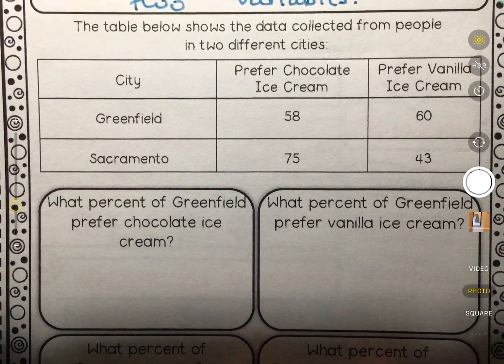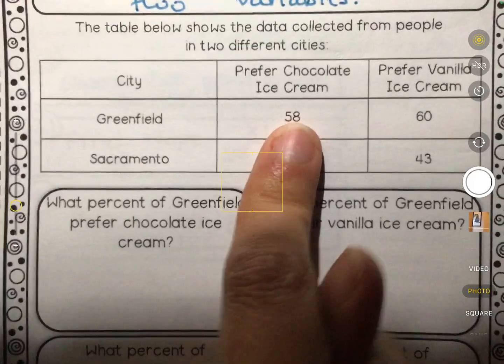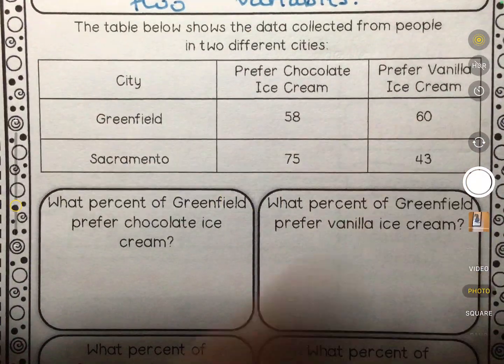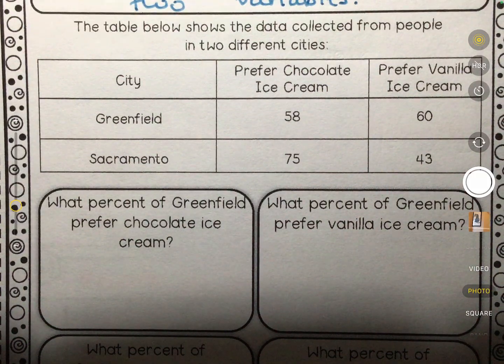Okay, so we just have to be able to read it well. Greenfield, 58 of them wanted chocolate, 60 of them wanted vanilla. How do I know how many altogether were asked in Greenfield? You add them together. To the right for Greenfield. All right, what if I wanted to know how many people liked chocolate ice cream altogether? You would add 58 and 79. Good. Add straight up and down.